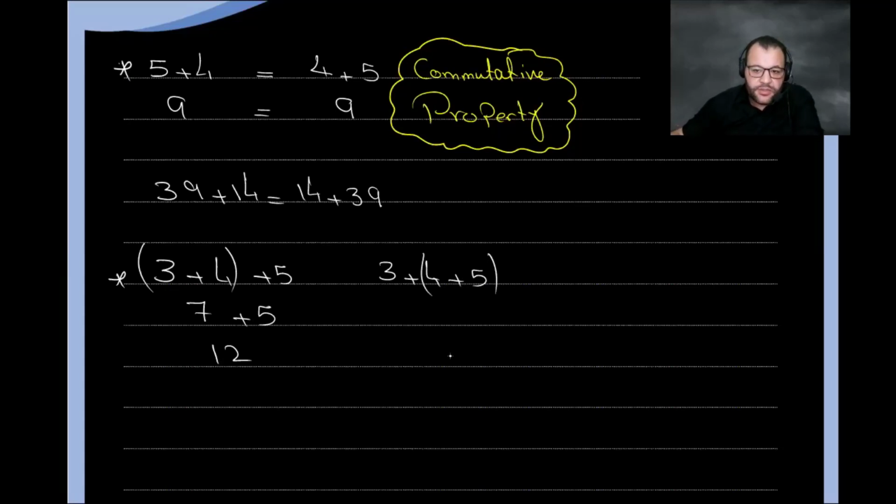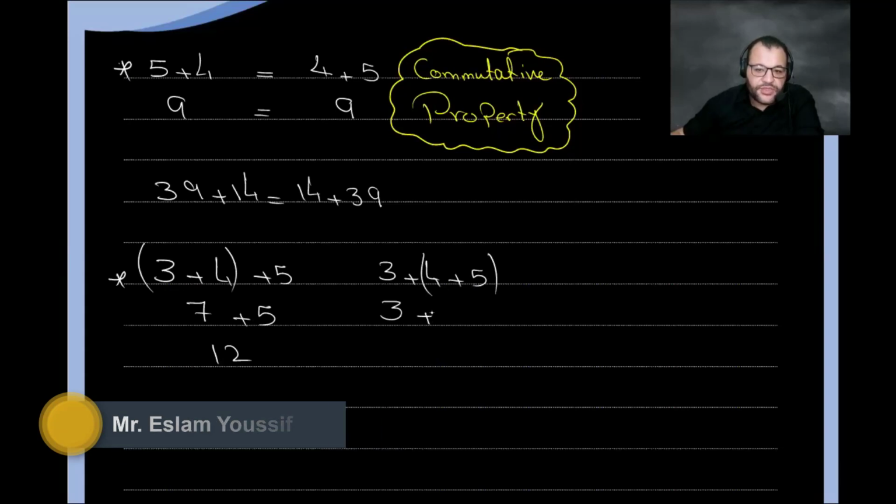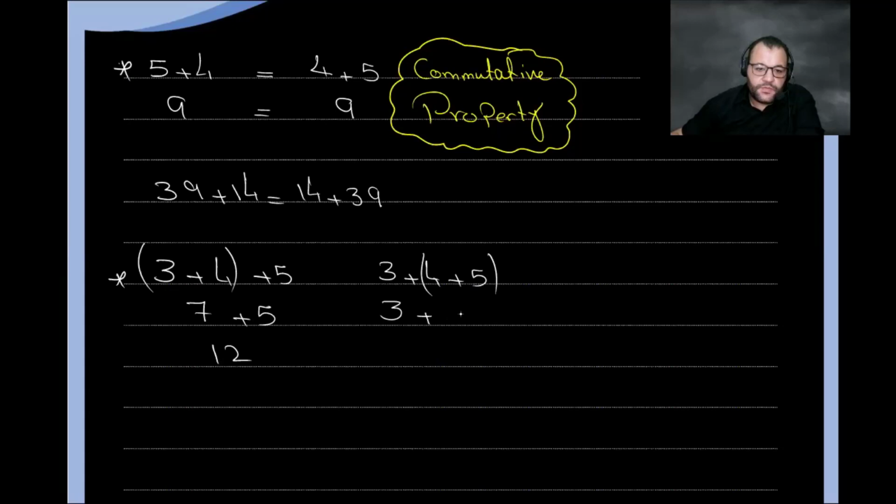But when I say 3 plus 4 plus 5, but now we have 4 and 5 inside the brackets, how can we solve it? We just write 3 without any change. We solve the operation inside the brackets at the first. 4 plus 5 equals 9. So 3 plus 9 equals 12. They are the same.